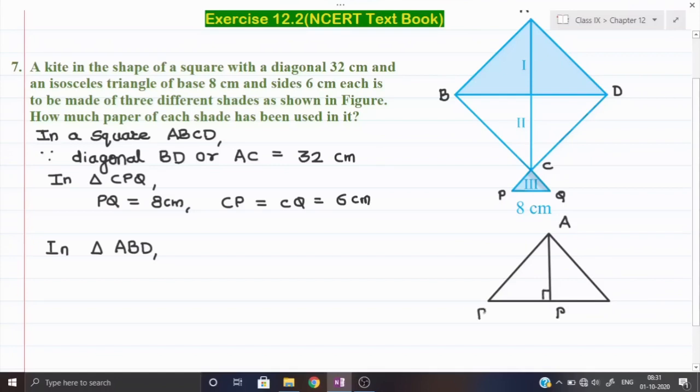See, P is basically the point of intersection of the two diagonals, and we know that the diagonals of a square always intersect at right angle. They bisect each other and they are perpendicular as well at the point of intersection. So wherever they intersect at the point P, they will form an angle of 90 degree. Okay, now see one thing, the value of BD is given to us as 32 centimeter.